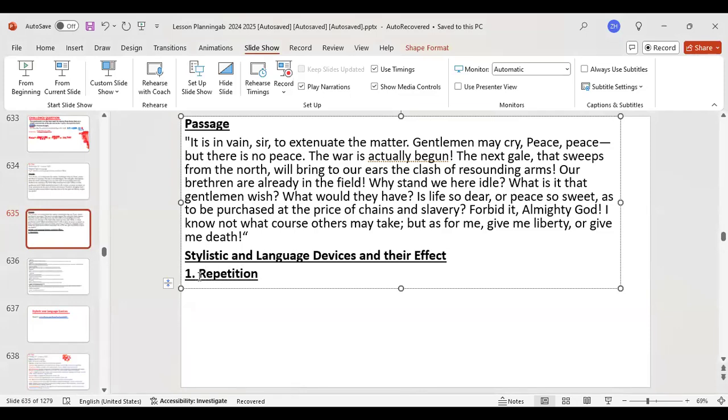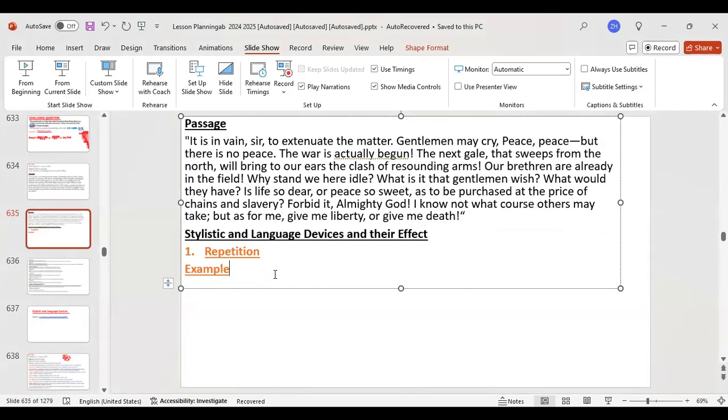Remember I said that we have to not only identify the device, but also give an example. So let's give an example of repetition in this text. The example would be: peace, peace, but there is no peace. That's repetition.